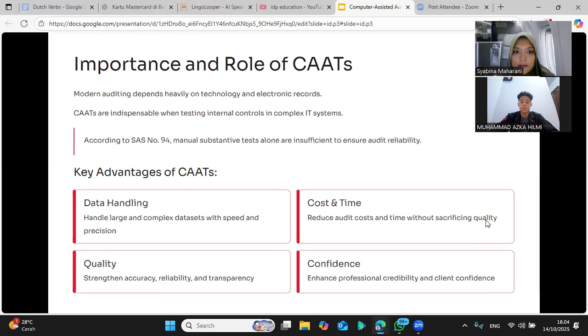Cost and time efficient. They reduce audit cost and time without sacrificing quality. Quality, strengthen accuracy, reliability, and transparency. Then confidence, it would enhance professional credibility and client confidence.